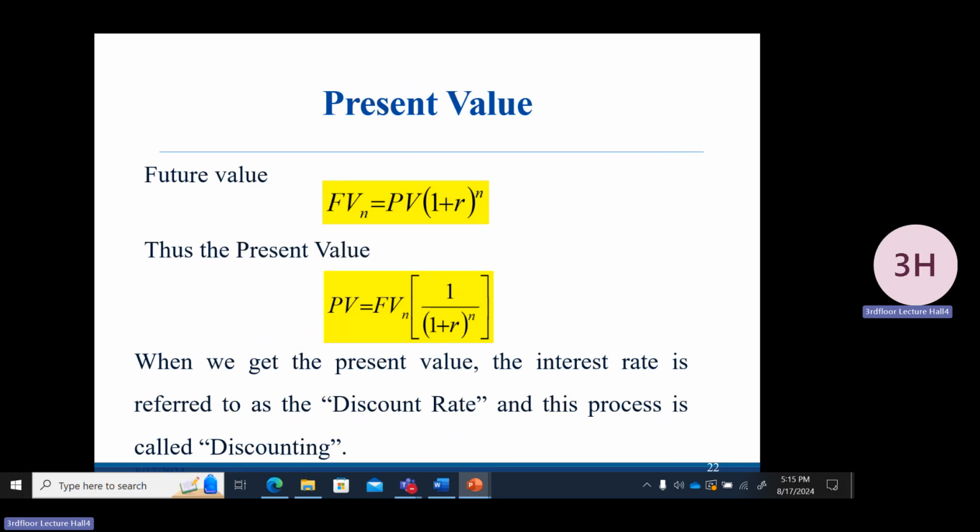So again, this part, 1 over 1 plus r to the power n, we define as the present value interest factor, for a given r and given n periods. Present value interest factor. Before this was the future value interest factor. So this is the present value interest factor. This is our second table in the time value tables: the present value interest factor table.